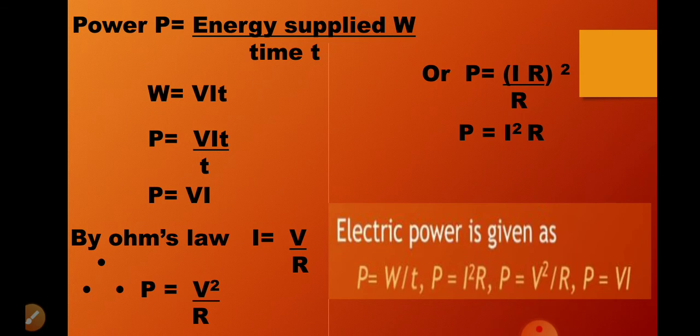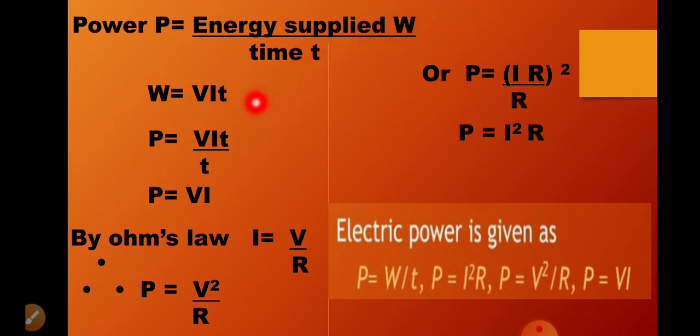Now what is the unit of electric power? Here power P is W by T. The unit of energy is joule and time is second. So the unit of power is joule per second.